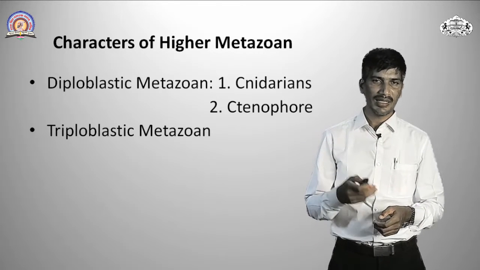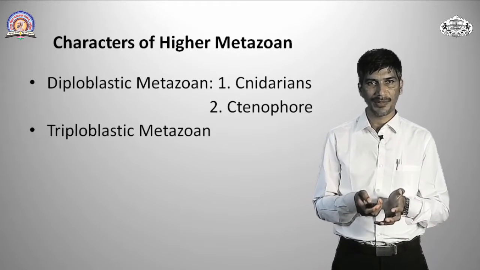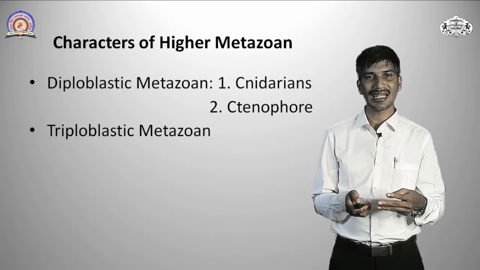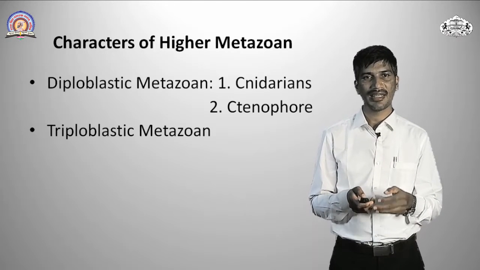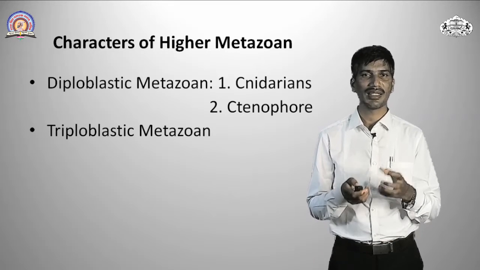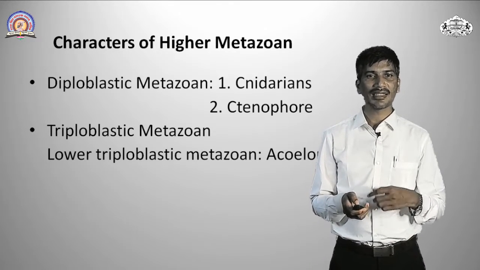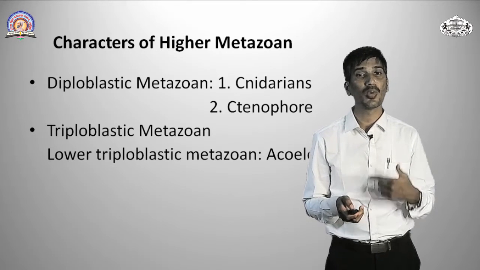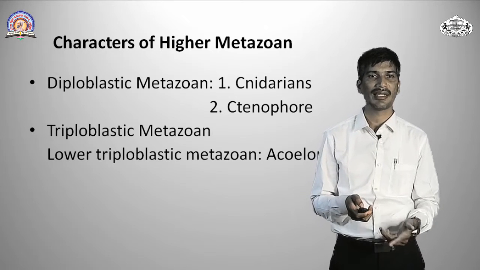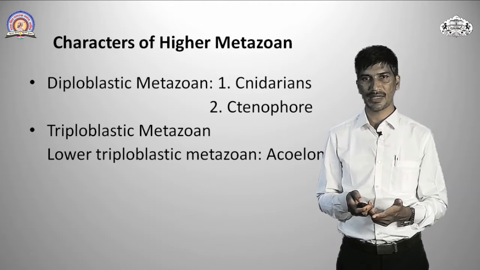Then third, those metazoan animals in whose embryo development there are three layers, the ectoderm, endoderm and mesoderm, are put in the triploblastic metazoa. Basically here again the division occurs within the triploblastic metazoa. There are the lower triploblastic metazoa and the higher triploblastic metazoa.